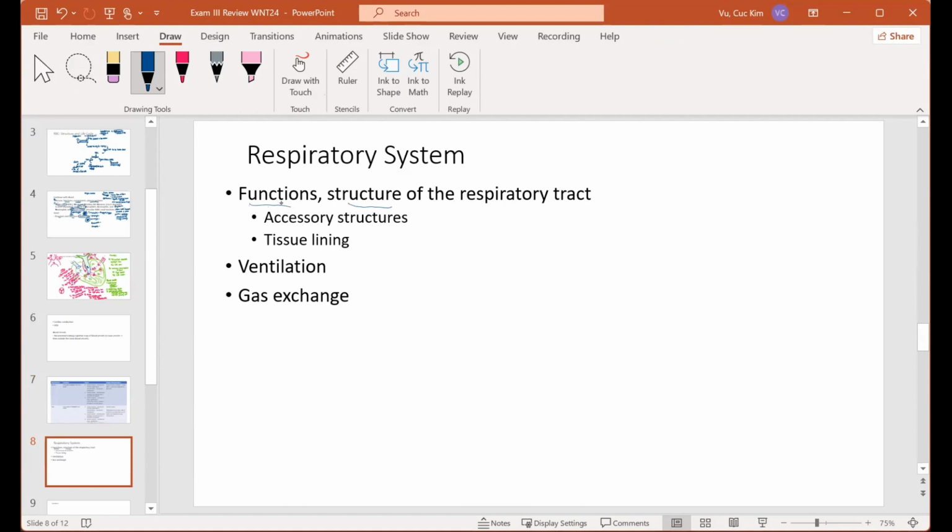Okay, and that's where I had you do the worksheet for this week right here for the respiratory system. So just make sure you review your worksheet. I do cover the worksheet in my lecture.